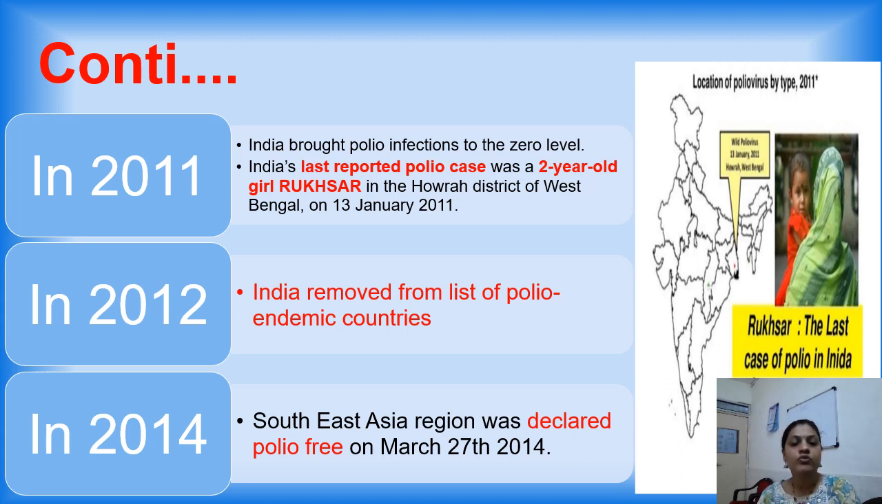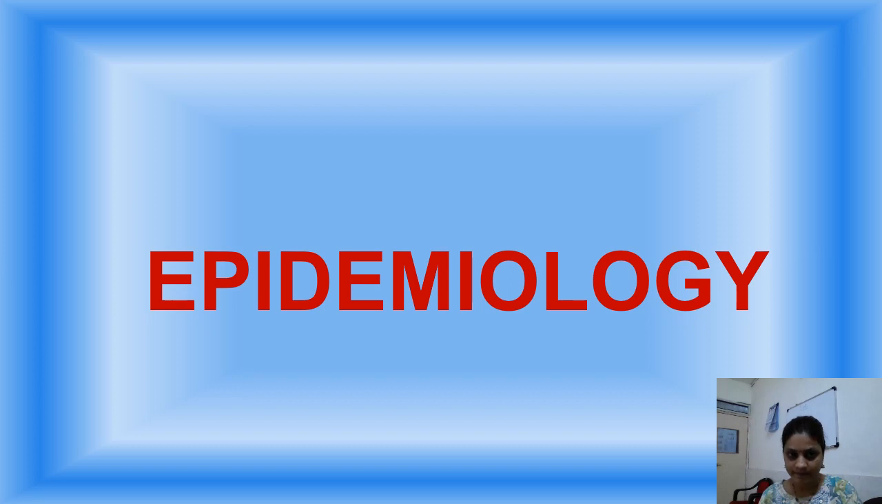In 2012, India was removed from the list of polio endemic countries, and in 2014, the entire region was declared polio free after India reported nil cases for 3 years, from 2011 to 12, 12 to 13, and 13 to 14. So in March 2014, the Southeast Asian region was declared polio free.